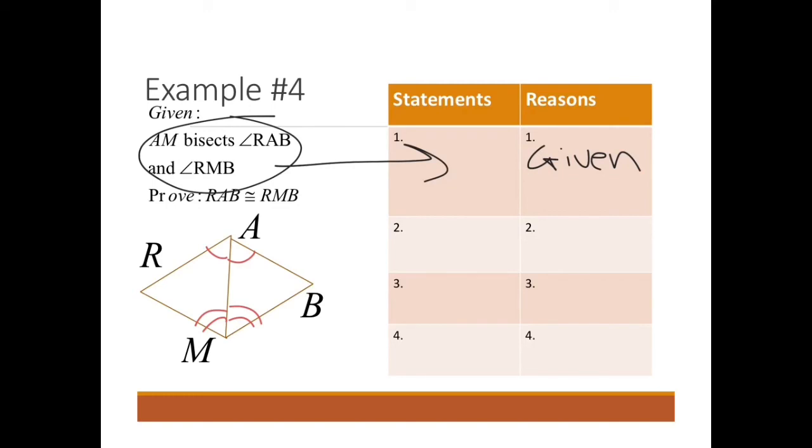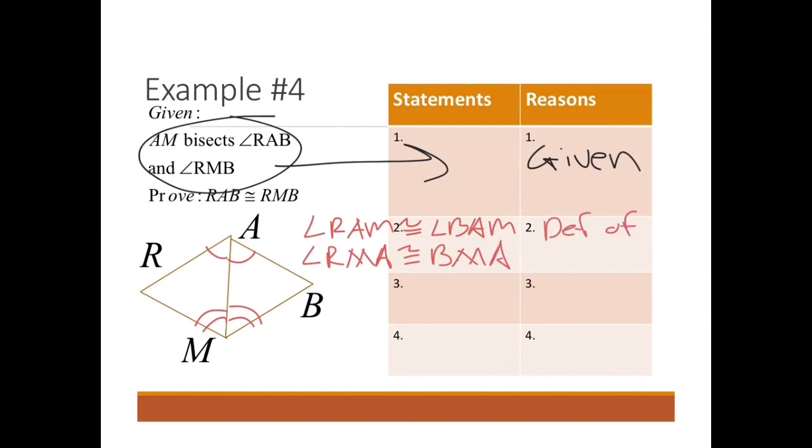Now since I'm using the same reason, which is angle bisector, I can name those angles congruent in the same step. Alright, so give me a second here, let's see. Angle RAM is congruent to angle BAM. And again, for the same reason, angle RMA is congruent to angle BMA. And the reason for both of those is definition of angle bisector. Again, I'm going to abbreviate angle bisector with AB. We could split it up into two steps if you wanted to, but since we're using the same reason, we can also combine it in one step.